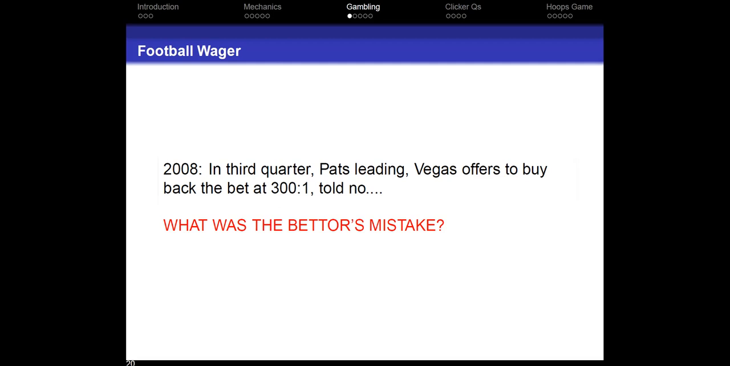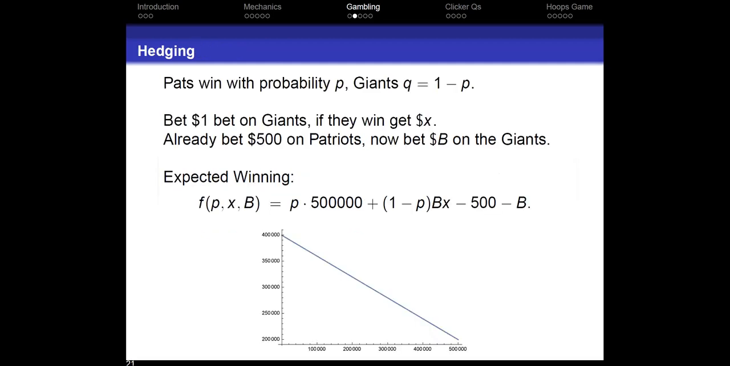Now, to some extent, that's not a terrible answer, because by being a Pats fan, he might be colored and he might not see what he should do. What was his mistake? And it's not that he didn't take 300-1. He should have done something before the game started, which would be painful for a Pats fan to do. Hedged. He should have hedged. He should have bet on the Giants.